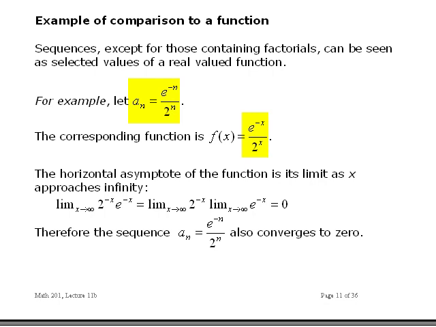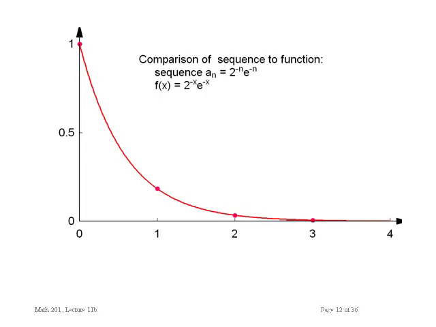If you look at the function itself, the limit as x goes to infinity of 2 to the minus x times e to the minus x is 0. It converges to 0. Its horizontal asymptote is 0, and the sequence follows suit. It also converges to 0. And this slide shows exactly that. The sequence e to the minus n divided by 2 to the n is shown by these dots. This is its value at 0, because remember it has a discrete domain. Here it's its value at 1, at 2, and at 3. The real valued function is e to the minus x divided by 2 to the x, and of course it's shown by this continuous line. You see, it converges to 0, taking the sequence with it.